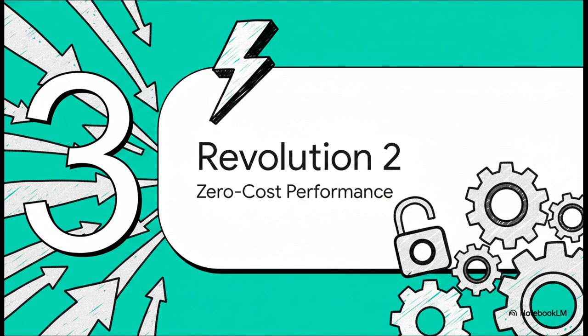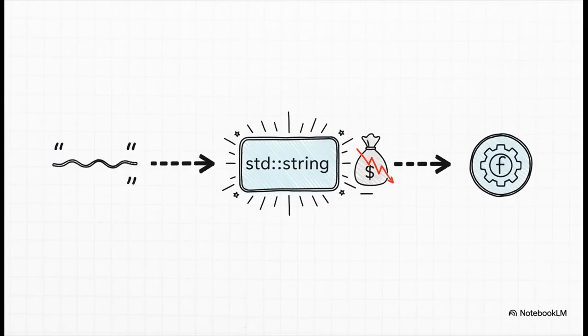So the second revolution is all about making sure these modern features don't just make our code safer, but also faster. And I mean, sometimes dramatically faster. For decades, we were all taught that passing by const std::string& was the right thing to do. But it has a secret hidden cost.